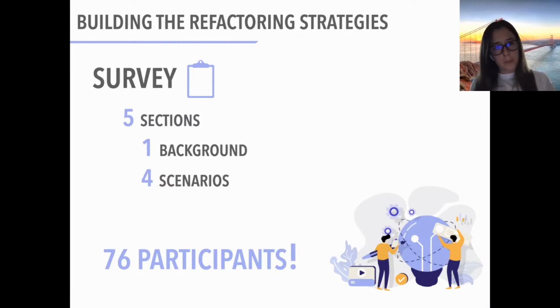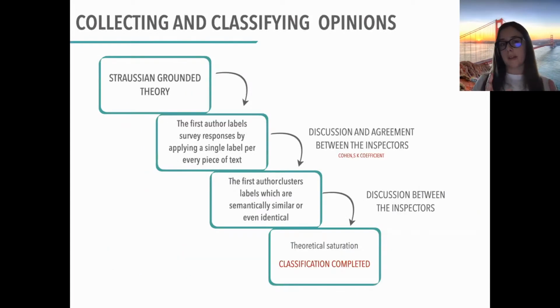And as I said before, in order to pass from an open text, so from an open answer, to a particular refactoring strategy, a particular label, we followed the grounded theory methods. So we did several rounds, and during each round, all the authors of the paper discussed with each other in order to find an agreement, and we also relied on the Cohen's kappa coefficient in order to go on at every step that we made. And finally, we arrived at theoretical saturation, and that means that the classification was completed.